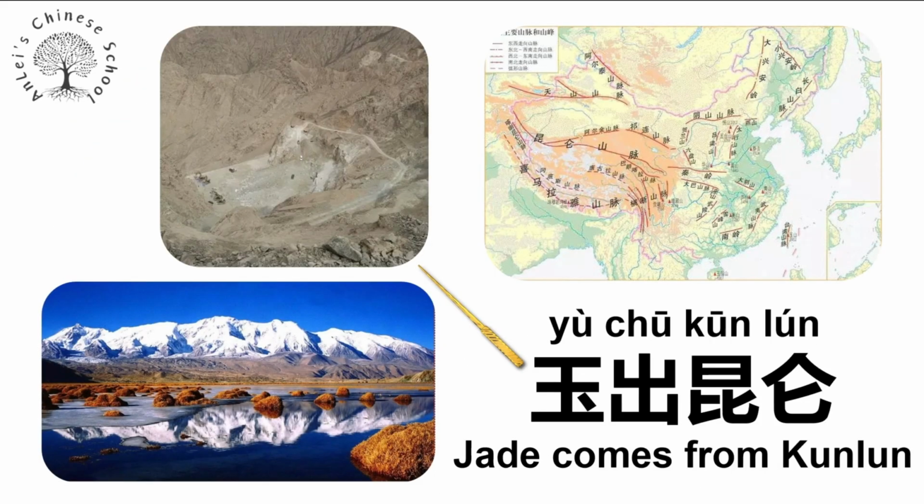Where did the jade come from? Ancient books recorded that jade comes from the Kunlun Mountains. Stretching across western China, the Kunlun Mountains are where the immortals lived, and also the original source of jade, and this is the jade mine.